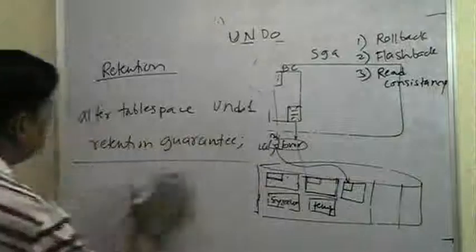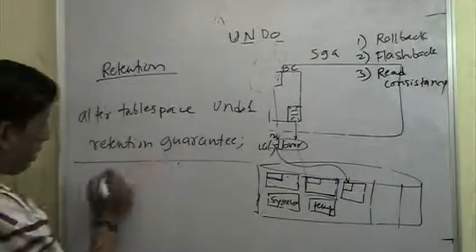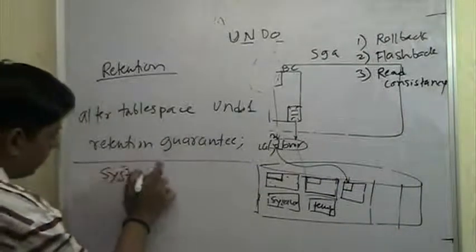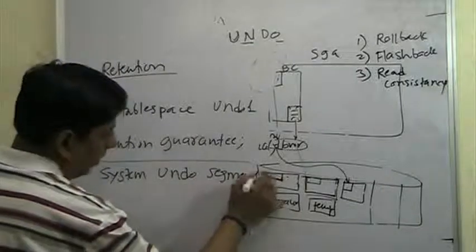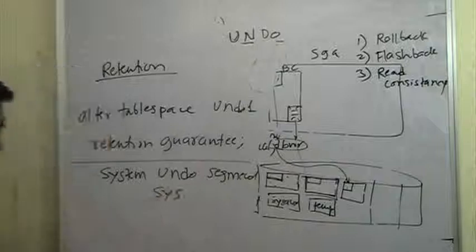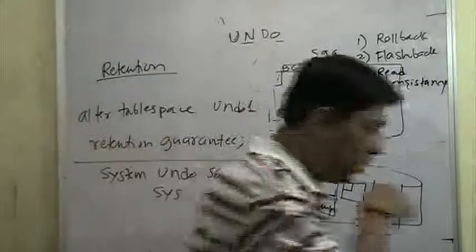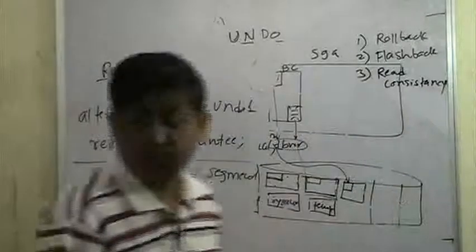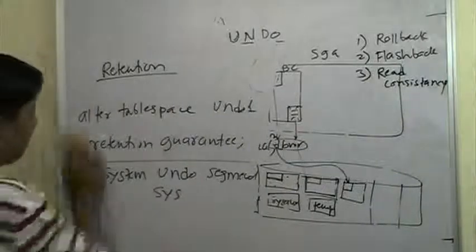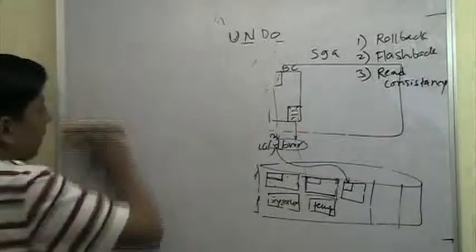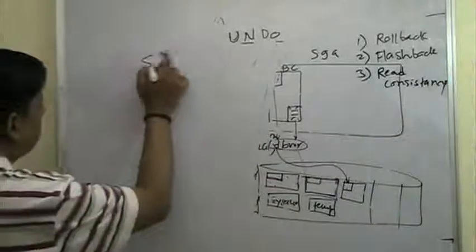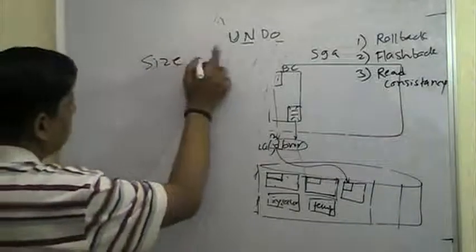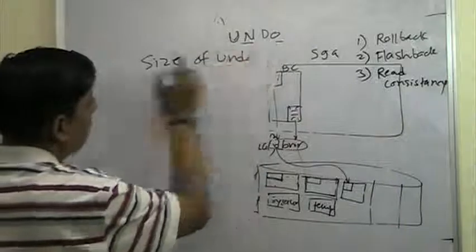Now, so this is undo retention. I also talked about the system undo segment, which is used only by user SYS. And now the last thing about undo is how to size the undo, which is a very critical thing. Size of undo, that means the undo tablespace.